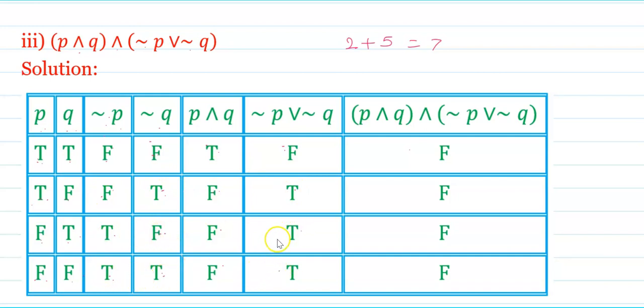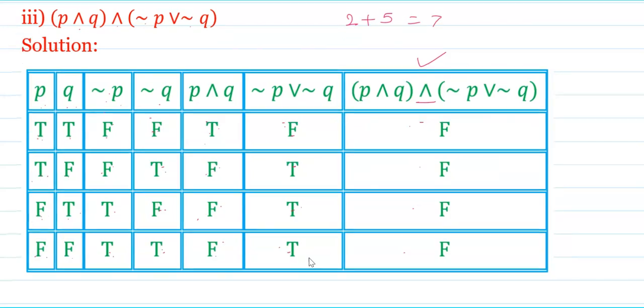Okay. Now we'll find out the AND between the column number 5 and the 6. We'll find out the AND between the column number 5 and the column number 6. To find out the AND, both of them must be true, otherwise false. T and F is F. F and T is F. F and T is F. F and T is again F. All the entries in the last column is F, and therefore the given statement pattern is a contradiction.